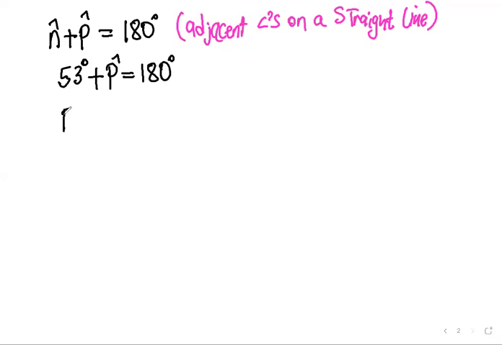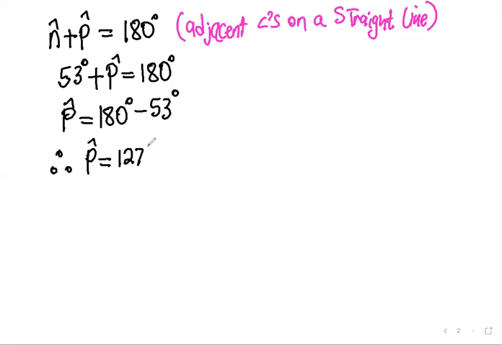Now the next step, I'm going to say the size of angle P is equal to 180 degrees. Then you take positive 53, you transpose it to that side, and it changes the sign to become negative 53 degrees. Therefore, as you are subtracting 180 minus 53, the size of angle P is going to be 127 degrees, right? So that's how we get the size of angle P there.